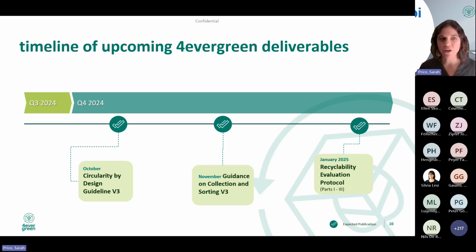But I just wanted to share a timeline of these upcoming deliverables that will be released over the next quarter, so that you can also keep an eye open for them as they're released. The first one in October, November, a new version of our guidance on collection and sorting, which we won't talk so much about today. And then next January, looking towards the next version of our recyclability evaluation protocol, parts 1 to 3.